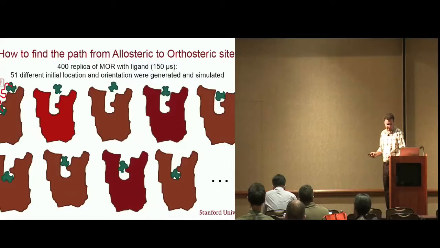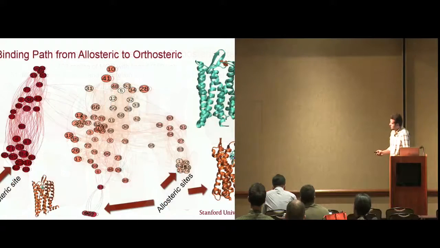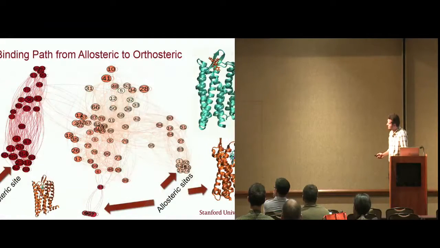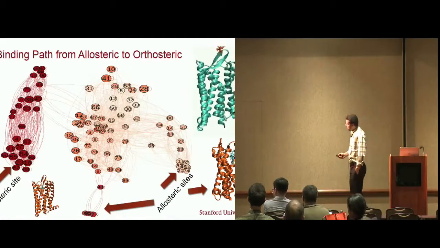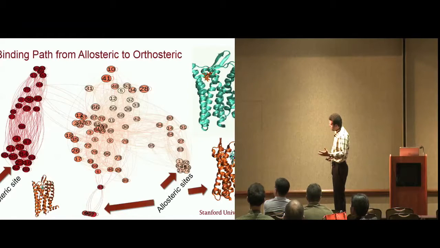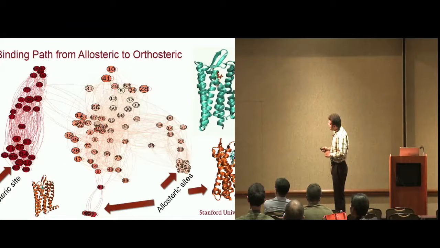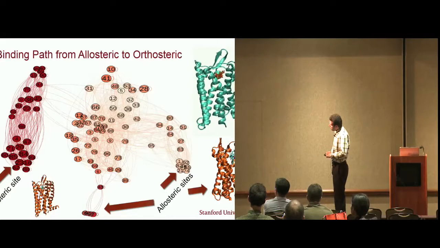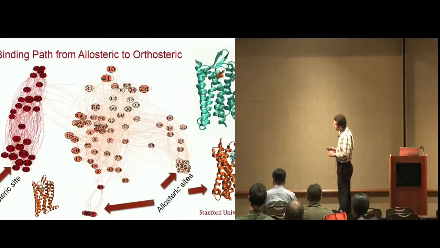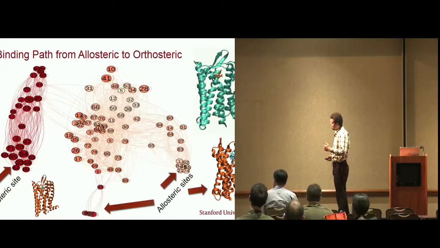So we generated different seeds here, and as you can see, each of these seeds was simulated for around 1 to 2 microseconds, and we got an aggregate of 150 microseconds here. And we found a very interesting network. This is created by MSM, Markov State Models. And we found there are two stable allosteric sites, one of which I talked about previously. And the ligand takes a lot of different pathways to go to the orthosteric site, which is down here, which creates the activation of the μ-Opioid.